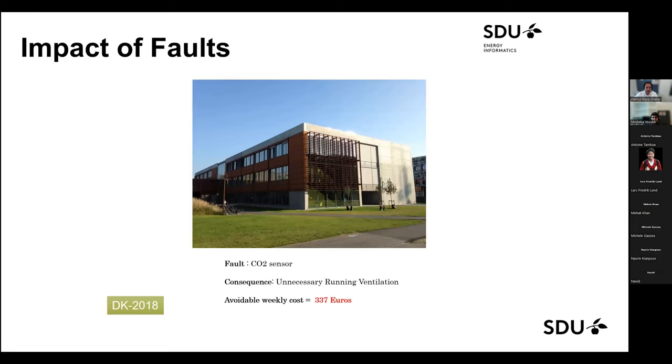Okay, closer to home, actually closer to my office, is our building here, OU44. Basically, that's my neighbor building. And here also we have faults, and faults cause inefficiency and waste. I can tell you the story of a CO2 sensor that we had in our teaching building OU44 that was faulty. Since our ventilation gets input from the CO2 sensor, we had a bit of an issue. We had unnecessary running ventilation, and that cost 337 euros per week. This type of problem has to be avoided. So there are a lot of opportunities here.